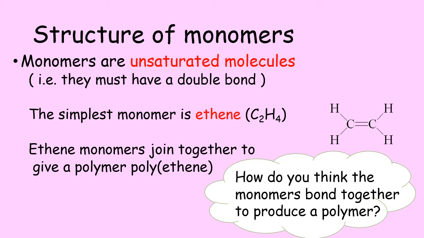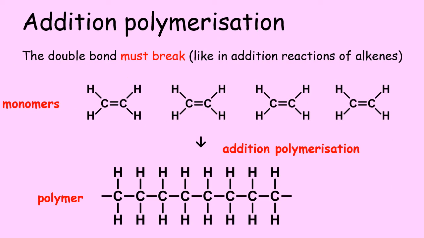So how do we think that they join together? Well, in an addition reaction, remember the double bond breaks. Now, instead of a brand new substance adding on, what we're doing is just adding together all of the monomers. So what's happening in each one of these reactions is that the double bond is breaking in each one of these molecules, and a new bond forms between the carbons. And we always show additional bonds like that forming in the end.